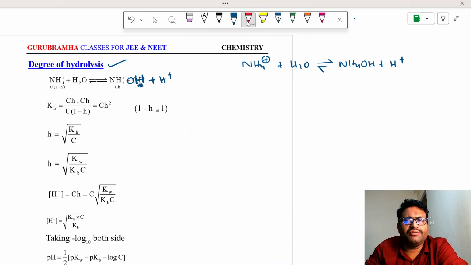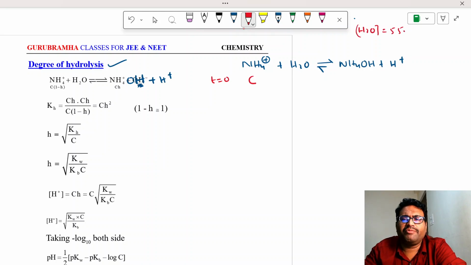At time t is equal to 0, let the concentration of NH4 plus be C. The concentration of water is 55.56 molar. As it is constant, we don't consider the water. It is simple water solvent, and its concentration does not change much because it is very high. And the initial concentration of the products is 0.